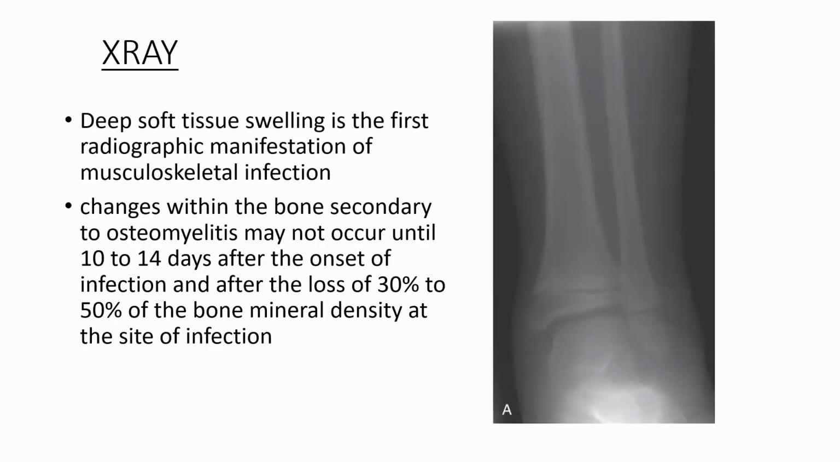The imaging studies start with X-ray. In the initial stages, X-ray is just going to show deep soft tissue swelling, but changes within the bone secondary to osteomyelitis may not occur until 10 to 14 days after the onset of infection and after the loss of 30 to 50% of bone mineral density at the site of infection.